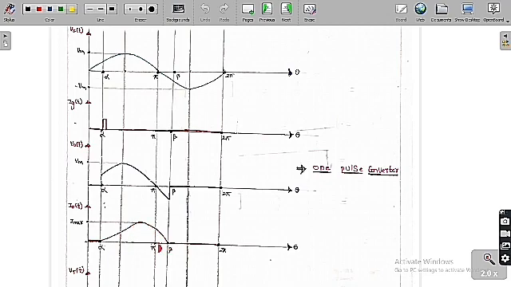Up to this region, from alpha to beta, the thyristor is going to conduct. So the thyristor is in its conduction region, and therefore the load voltage is equal to the source voltage in that range. From alpha to beta, the load voltage follows the source voltage, as you can see clearly here. Then after beta, the current is 0.